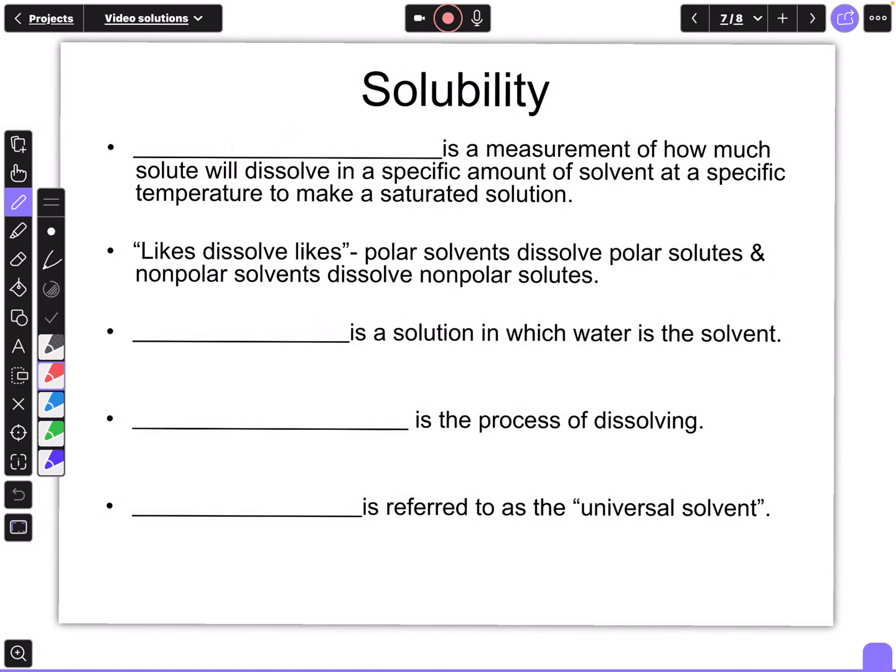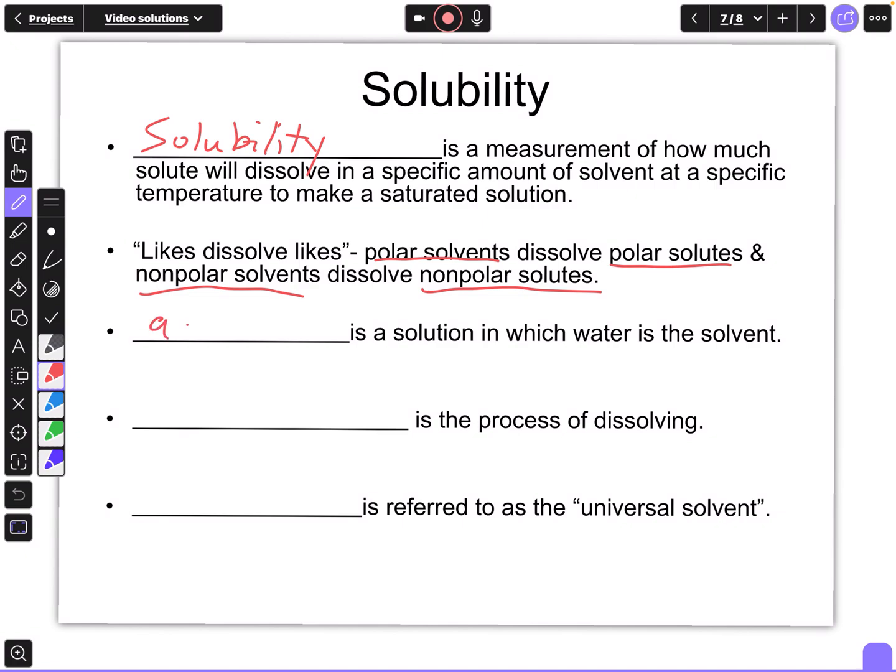Okay, next, it's a term, solubility. That's a measurement of how much solid would dissolve in a specific amount of solvent at a specific temperature to make a saturated solution. Now, like dissolves like. What that means is polar solvents dissolve polar solutes, and nonpolar solvents dissolve nonpolar solutes. So if you had a polar solvent, it would not dissolve a nonpolar solute.